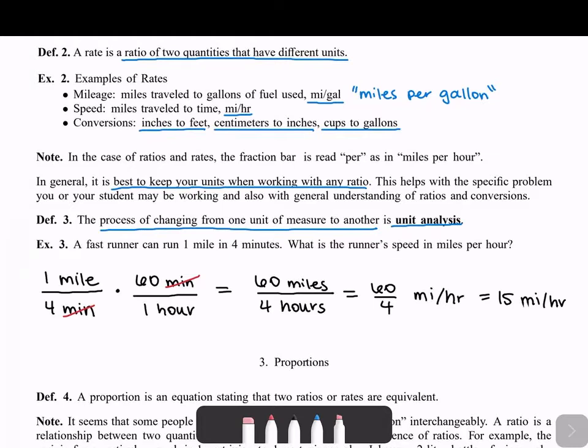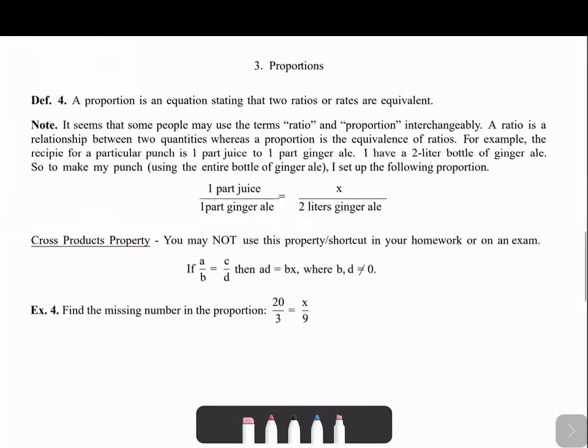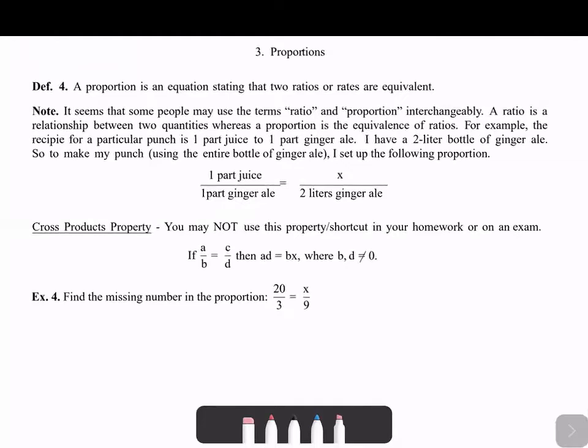So there's really not that much to say on rates. The biggest thing is just this unit analysis and recognizing what a rate means in context. So we're going to go ahead and transition to talking about proportions. So proportions are an equation stating that two rates or ratios are equivalent.